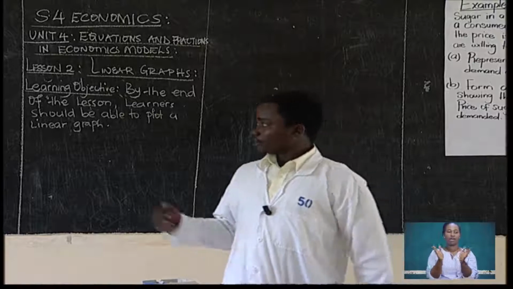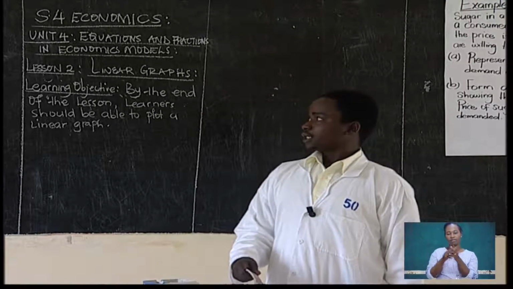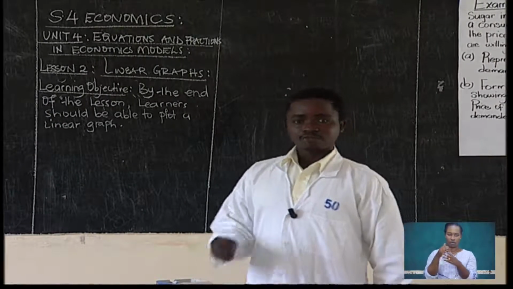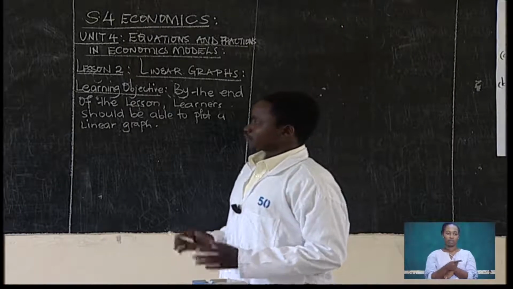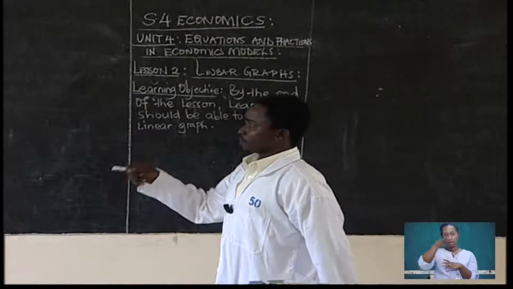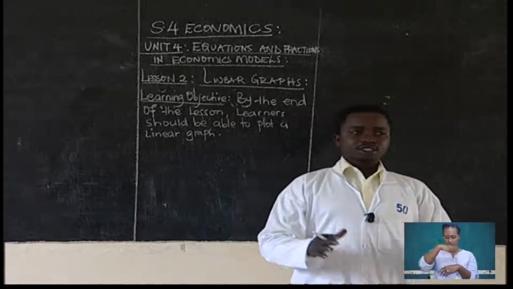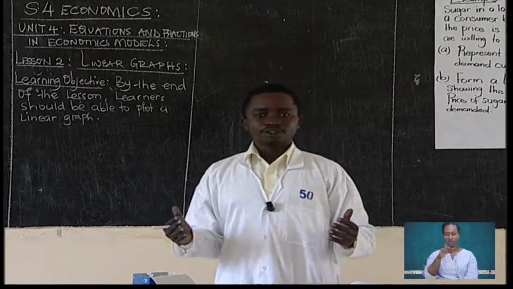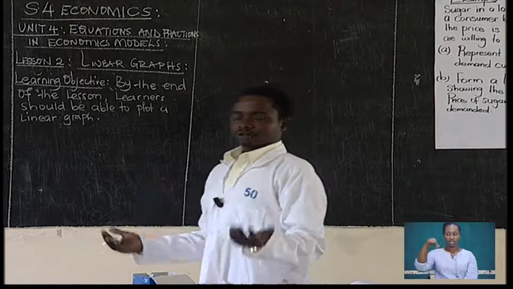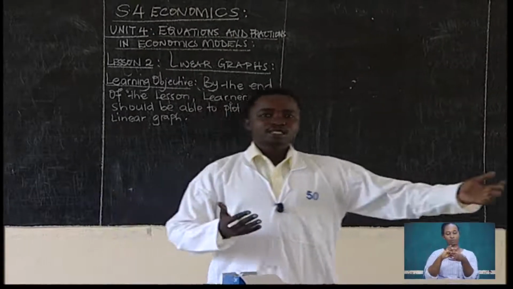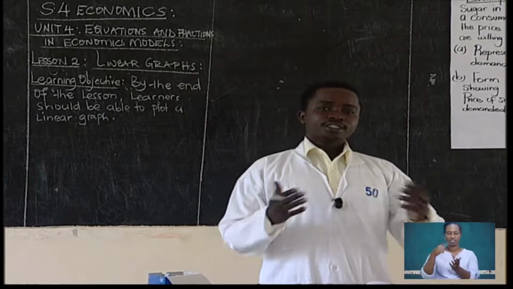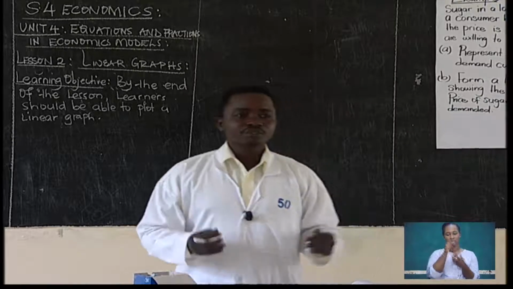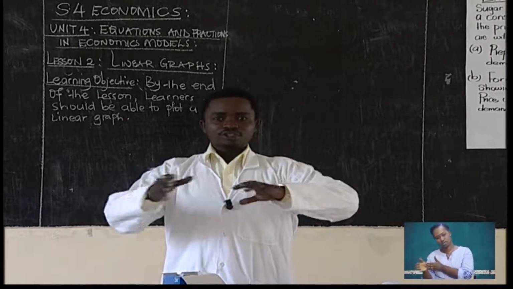Before I continue, I have a question which I want us to first do about the previous lesson that we talked about. This is our lesson 2. In lesson 1, we talked about linear equations. We said that in economics, we have linear equations that show relationships between variables. For example, a linear equation that may show a relationship between price and quantity demanded, or a linear equation that may relate a person's income and consumption expenditure. There is a relationship between those variables.